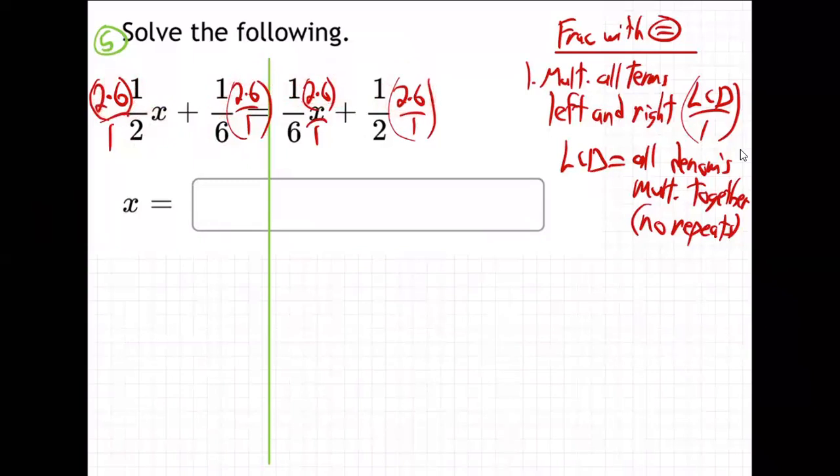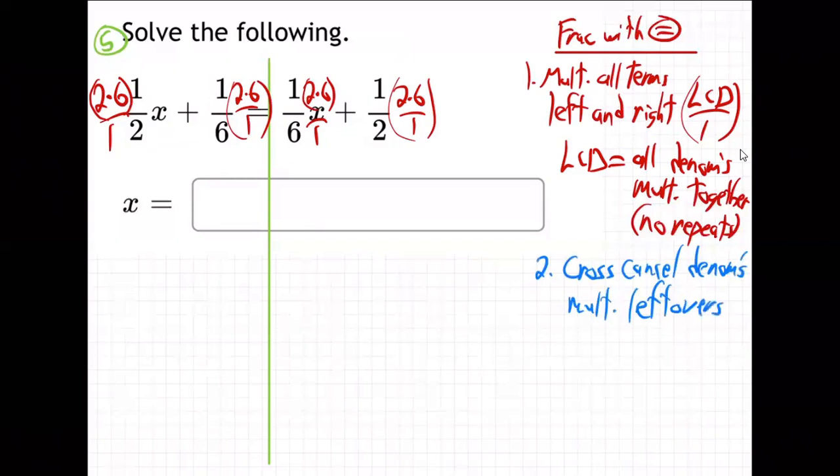Okay. And then step 2. Cross cancel denoms and multiply the leftovers. So cross cancel the denominators and multiply the leftovers. So 2 cancels 2. What's left over? 1 times 6 times x. 6x. And here, 6 and 6 cross cancel. What's left over? 1 times 2 divided by 1. That's just 2. The ones don't do anything, right? Multiplying by 1, dividing by 1, that doesn't do anything.